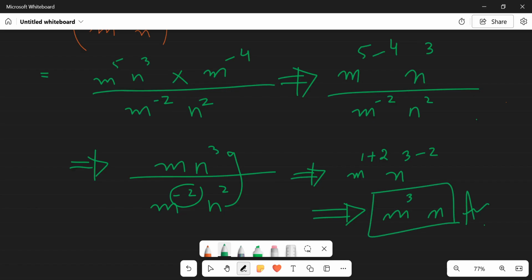It's so easy, students. Just solve with the indices, right? If it's a multiplication sign, only you need to add, okay? And if it's a division, when you are bringing a negative number from denominator to numerator, it will be the opposite, minus turned into positive. This is how you need to solve all these negative index form questions very easily, right?